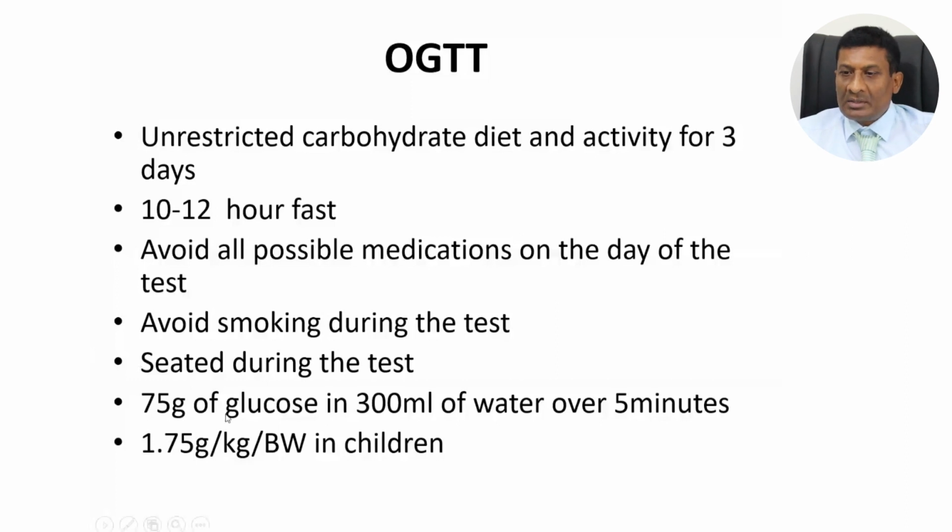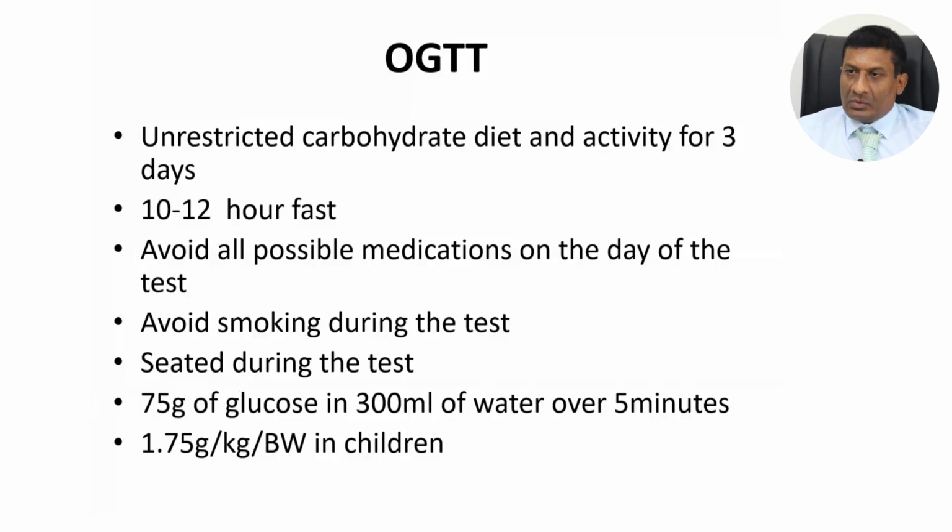75 grams of glucose is dissolved in 300 ml of water and that should be taken within 5 minutes. In children, you can't give 75 grams, so the amount of glucose you give should be adjusted for body weight, and it is 1.75 grams of glucose per kilogram body weight in children, up to a maximum of 75 grams.